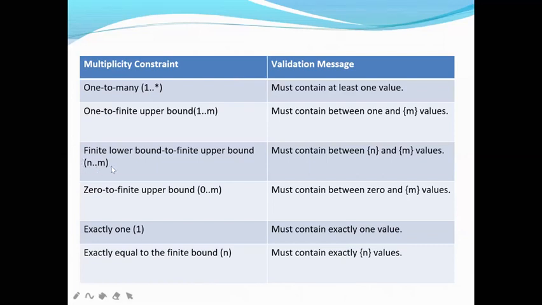These are the notations. Next, if you are going to write 0 to finite upper bound, you have to write 0, two dots, then the finite upper bound, which we already know as m. Suppose you want to write 0 to finite lower bound, you have to write 0 dot dot n. Those notations you need to remember. If it is exactly one value, you have to write only 1. If it is exactly equal to the finite bound, then you have to write n.